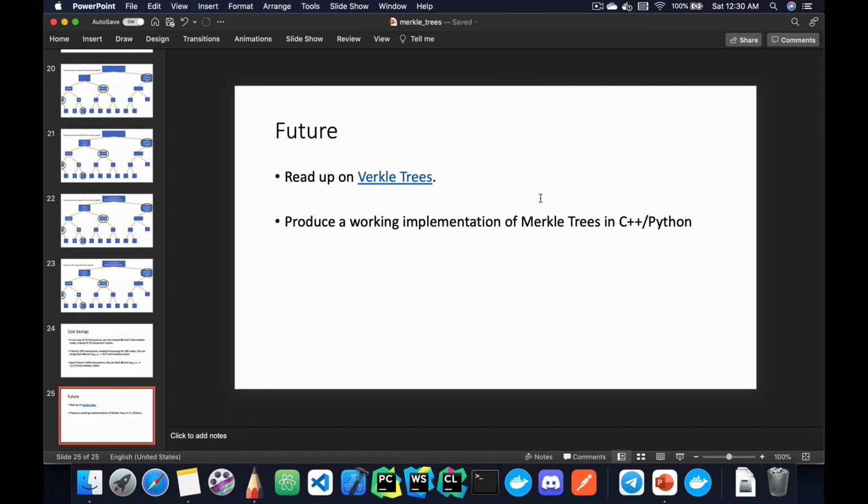In the future, I might produce a tutorial video on Merkle Trees, and I might also produce a working implementation with explanation of Merkle Trees in either C++ or Python.